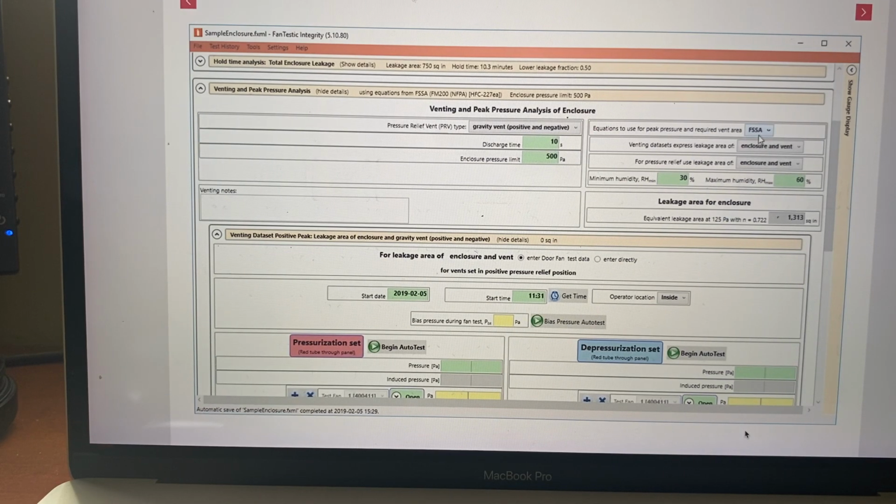On the right, it's stating that we're using the FSSA equation to calculate vent area. We'd recommend leaving this as FSSA. It tends to be the most realistic peak pressure calculations.